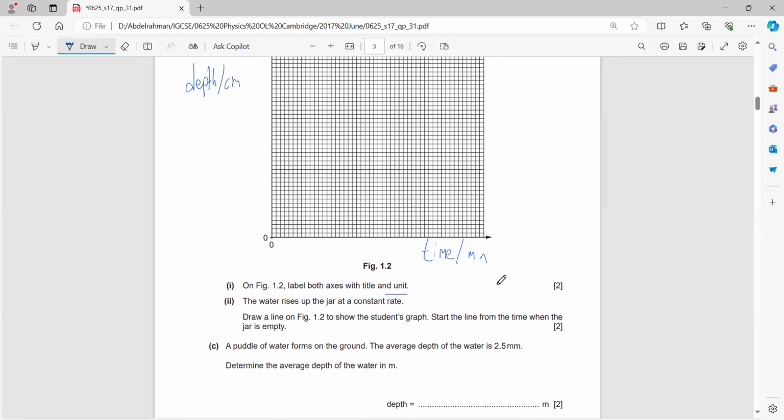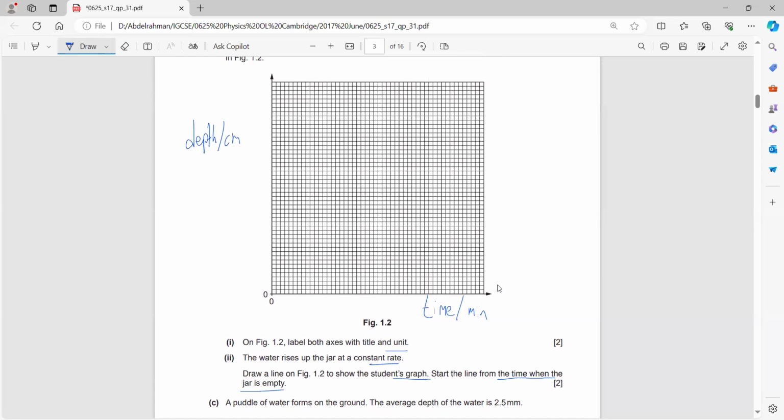The water rises at a constant rate. Draw a line to show the student's graph. Start the line from when the jar is empty. Definitely, when the jar was empty, the time was 0, the depth was 0. It starts from the origin. It rises up at a constant rate, at a constant slope, a straight line.